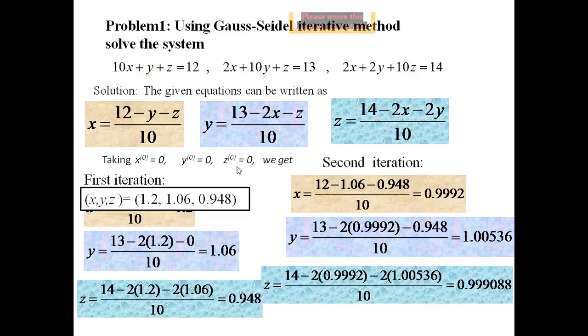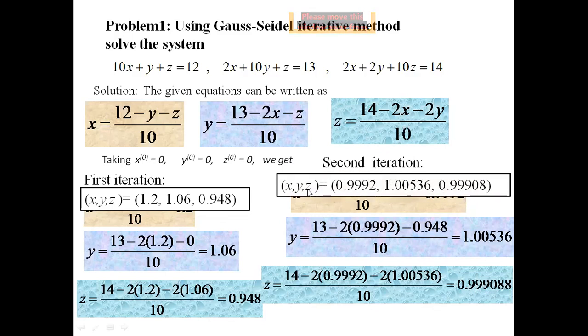So it is 0.999088 I got. So in the first iteration, what answer did you get? 1.2, 1.06, 0.948. These are the values of x, y, z. In the next iteration you got 0.992, 1.00536, 0.999088. This answer is better than the previous one, but not the exact value. So this is the answer obtained in the second iteration.